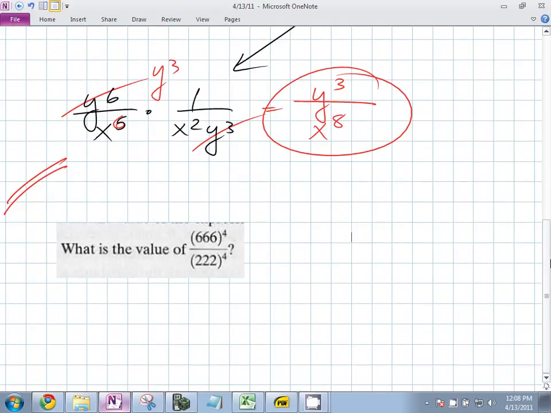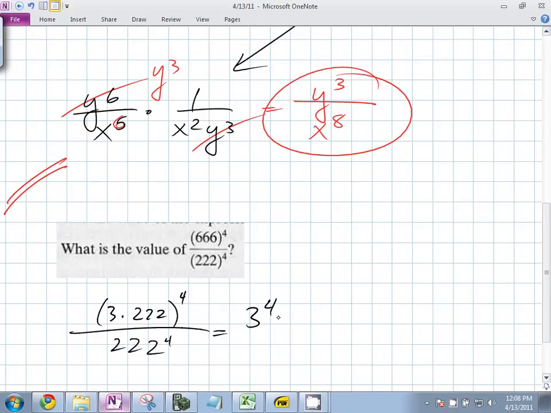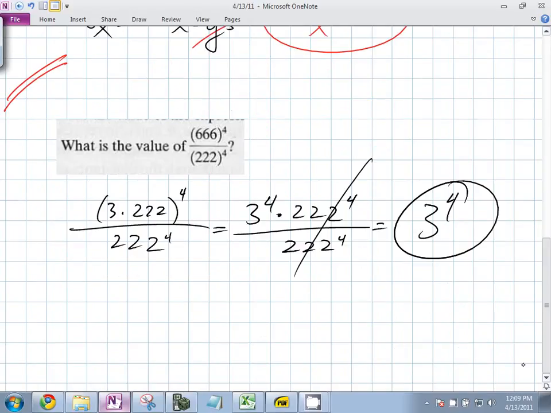What do you see when you look at that? I see 222. That's what I see. What is 666? Yep, to the 4th over. So that equals 3 to the 4th times. What cancels? Which is what? Yeah. Bingo. Now, what about the next one, though?